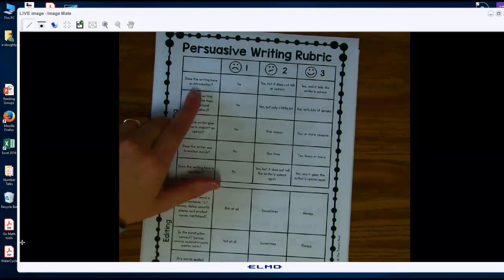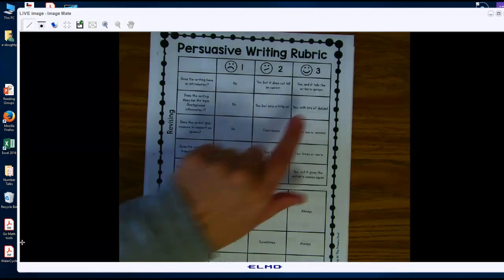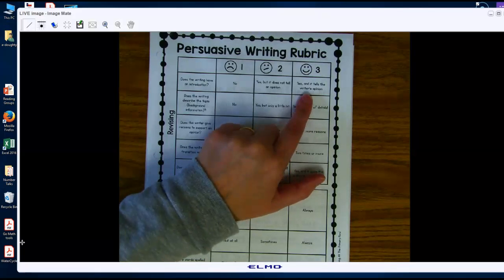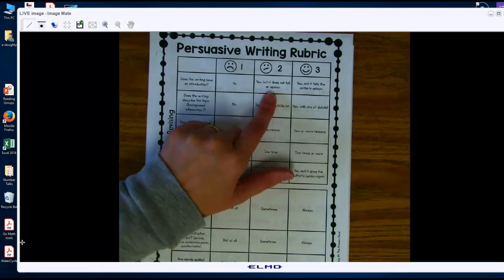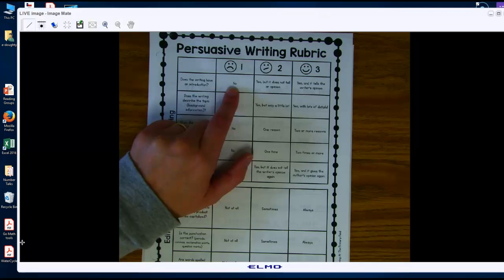So, does the writing have an introduction? Did you ask a question at the beginning and tell me your opinion? If you got yes, and it tells my opinion, here. Yes, but it does not tell my opinion, uh-oh. Or, nope, I forgot a whole introduction. No one should have forgot their introduction.